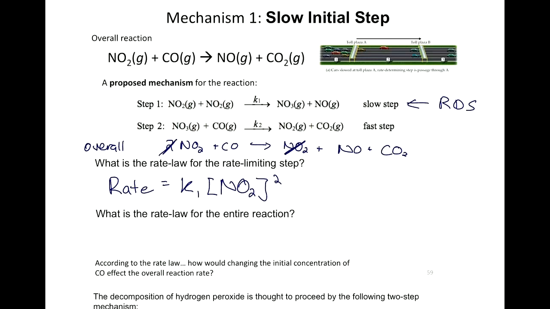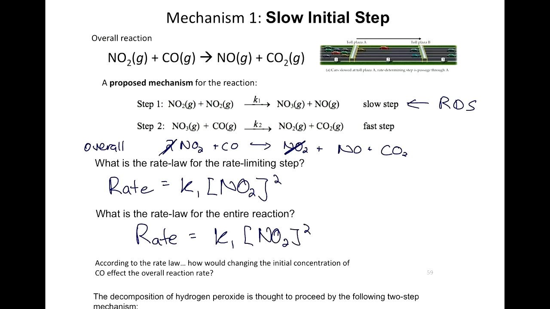All right. So if that's the rate law for the slow step, the rate determining step, what is the rate law for the entire reaction? The same thing, yes. So again, the slow step always determines the rate law for the entire reaction. So in this example, the rate for this reaction is just k1, the rate constant for that first step, times [NO2] squared.